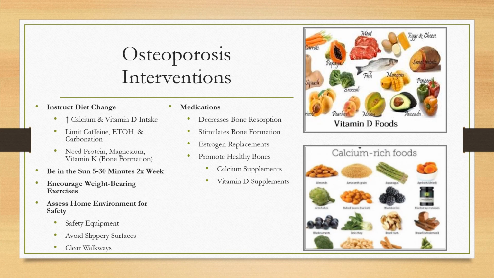The next ones are really just to avoid falling, right? So safety equipment in the house, such as bars for elderly people, avoiding slippery surfaces, clearing walkways. That's really just to avoid the fall. Because when someone with osteoporosis falls, typically something's going to break, right? The hip, the wrist, sometimes the femur, compression fractures of the back.